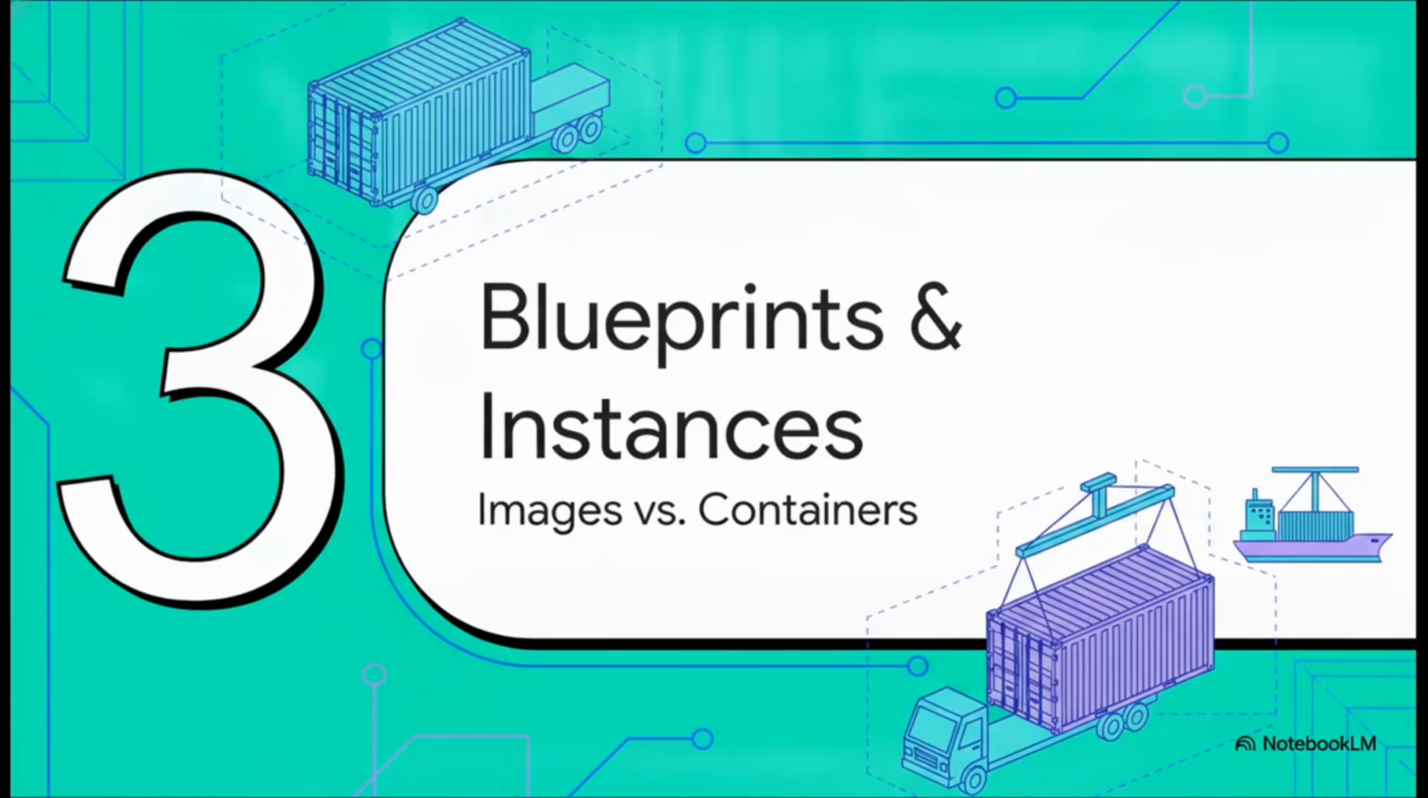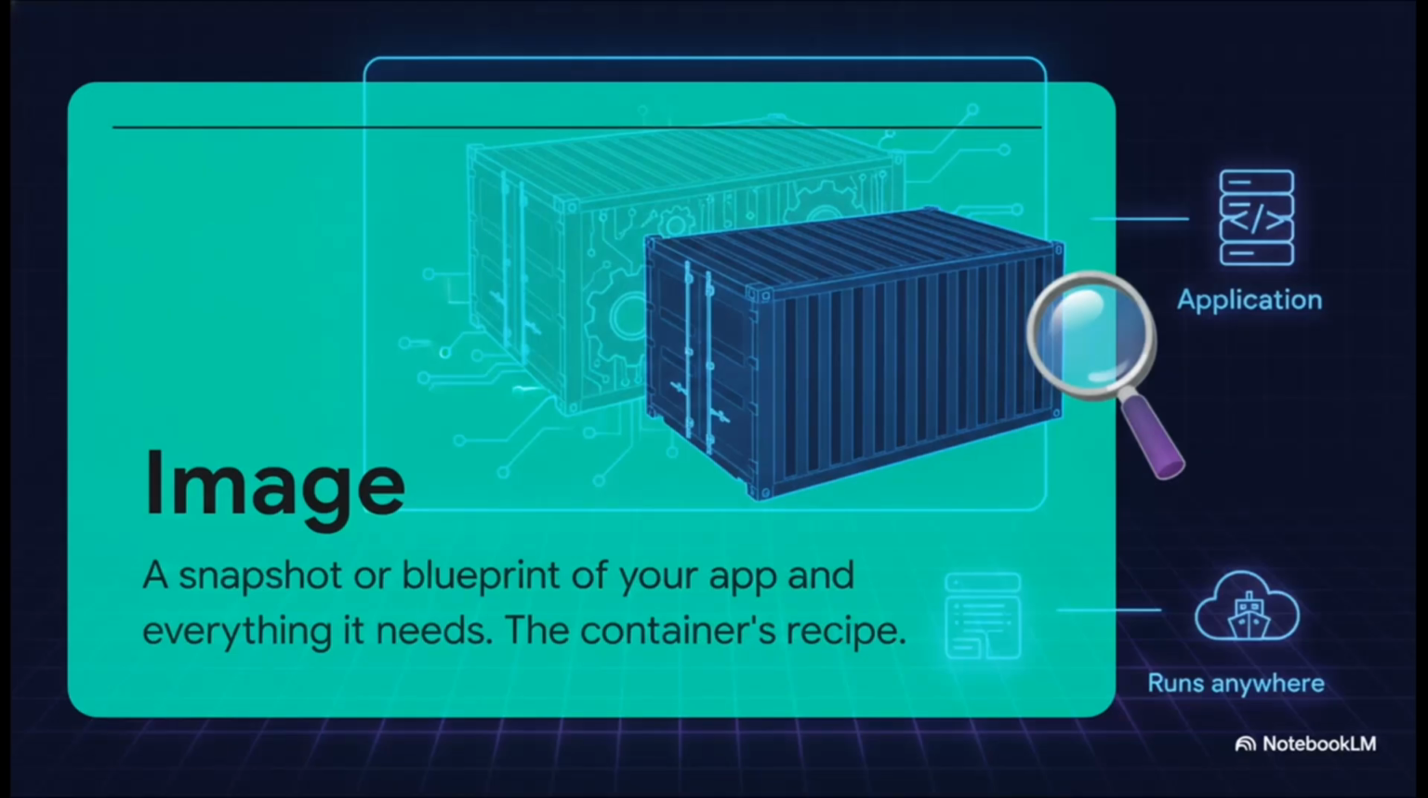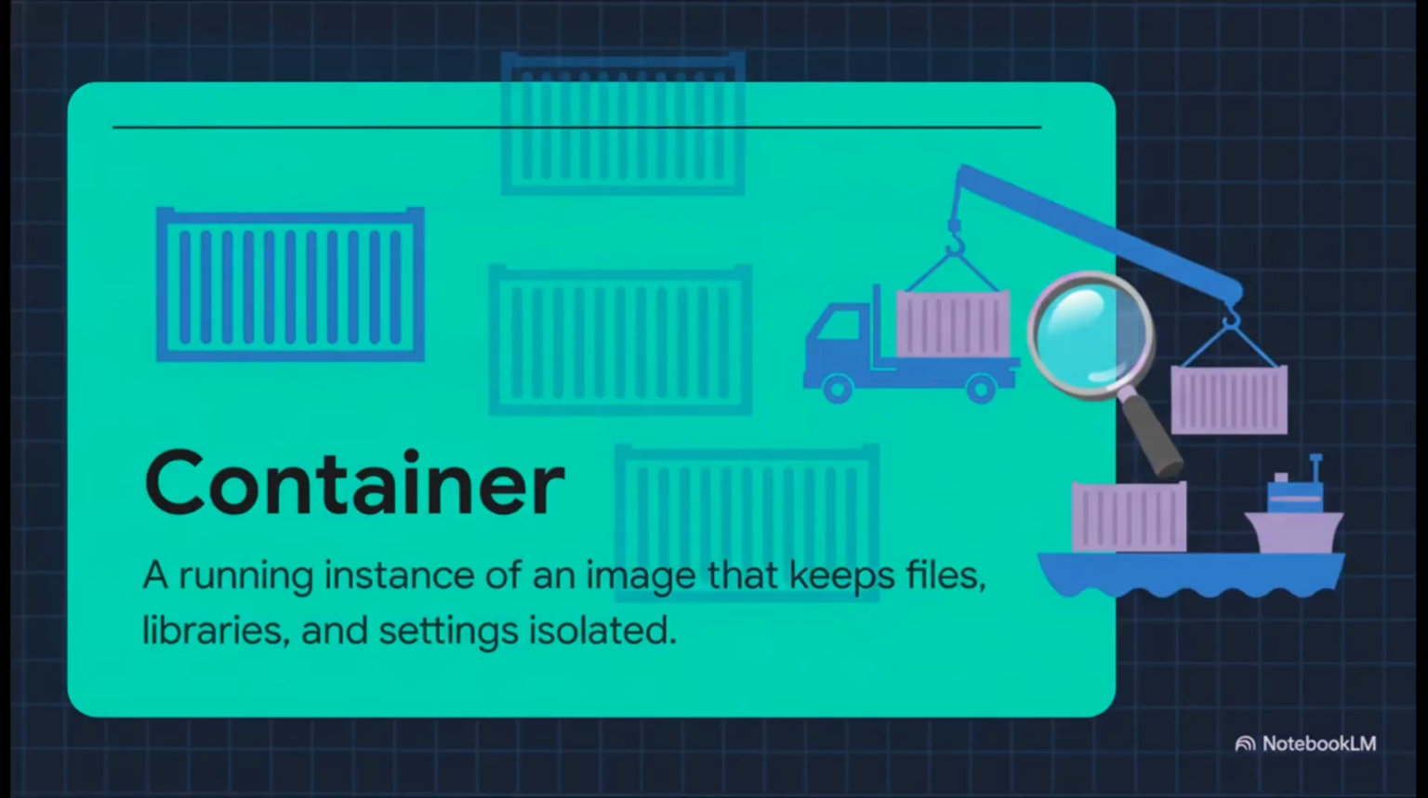Okay, section 3, blueprints and running instances. To actually use this tech, we really need to clear up 2 core terms that people constantly mix up. First up is the image. You can think of an image as a snapshot, or a blueprint of your application and absolutely everything it needs to run. The really crucial point to remember here is that an image doesn't run by itself. It is simply the immutable recipe. And second is the container. A container is the actual running instance of that image.